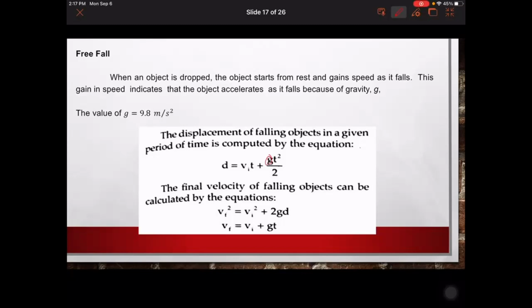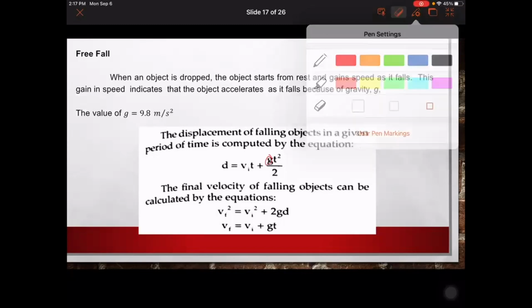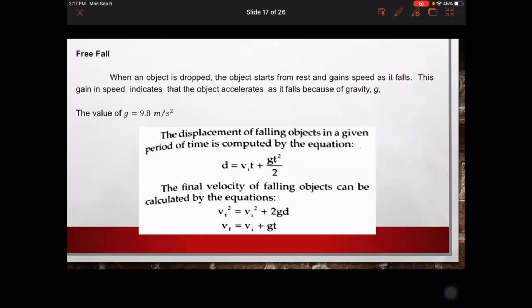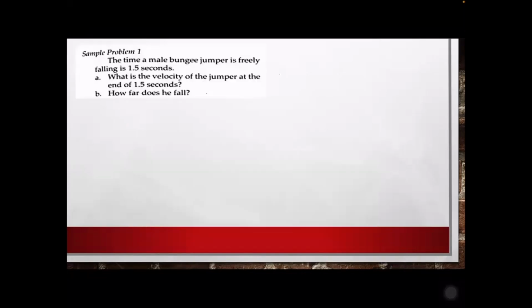Since we are talking about gravity, let's replace it with G. Same as the given, acceleration due to gravity has units of meters per second squared, and gravity has a value of 9.8. We can also calculate the final velocity of a falling object with the equation Vf squared is equal to Vi squared plus 2Gd, or Vf is equal to Vi plus gravity times the time. So these are the formulas we can use. Well, let's have the problem.